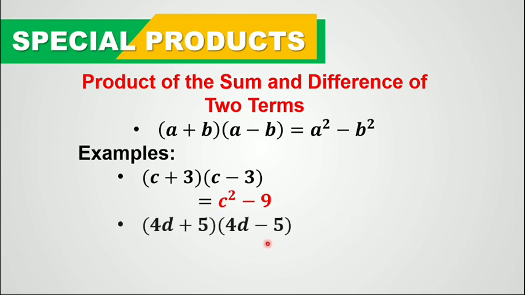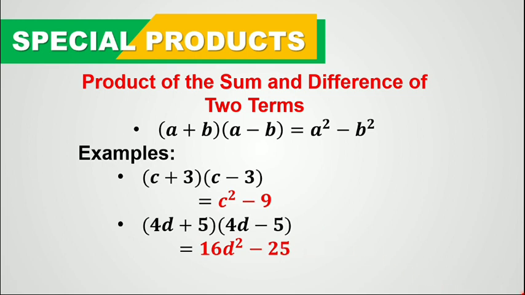What about this one? Multiply 4d plus 5 by 4d minus 5. This example is also similar to the given pattern. They have the same first term, the same second term, and they only differ in signs. So all you just have to do is first square the first term. That's the quantity 4d squared, that's 16d squared. And then minus, as always, the square of the second term, which is 5 squared, that's 25. So this is the correct answer. It's that easy.